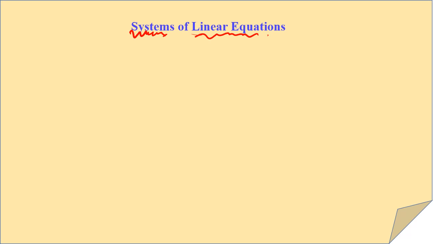So sebenarnya you dah pernah belajar. Kenapa? Dekat zaman sekolah dulu, you belajar dua equation dengan dua unknown, dua nilai yang awak tak tahu, dua variable. So you boleh selesaikan dia. So kalau dalam system of linear equation samalah. Cuma kita akan pergi advance sikit.